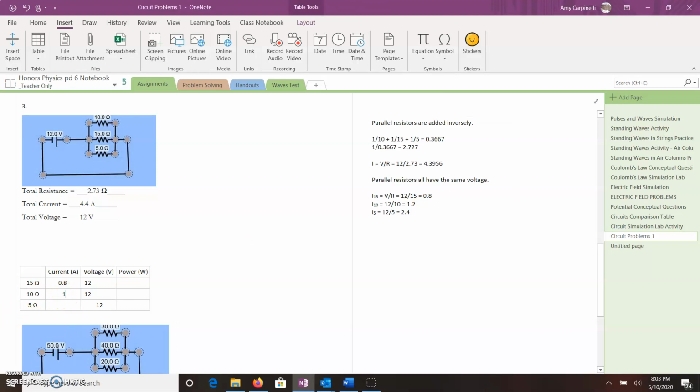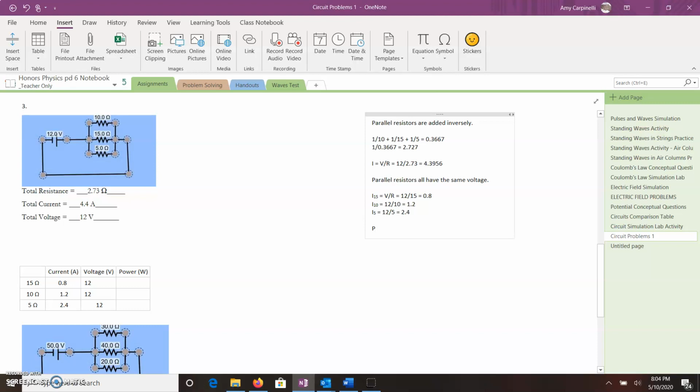So let's fill that in, 1.2 and 2.4. Now I'm going to check again, just like I did before. The current should add up to my total. So 0.8 plus 1.2 is 2, plus 2.4 is 4.4, which is exactly what I got before.